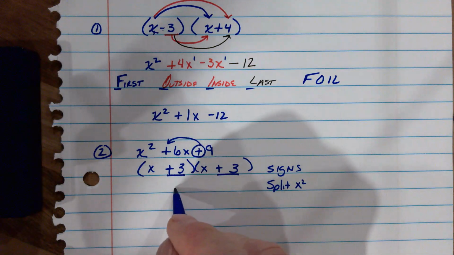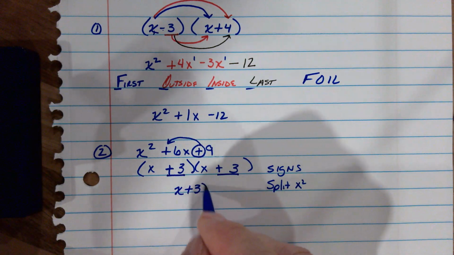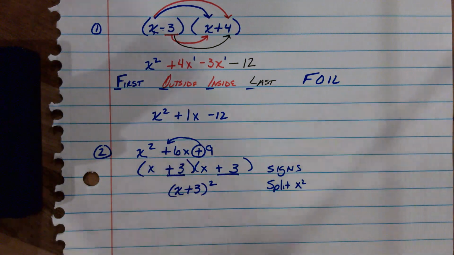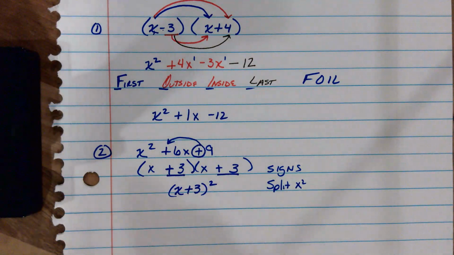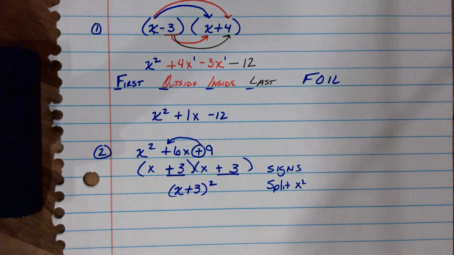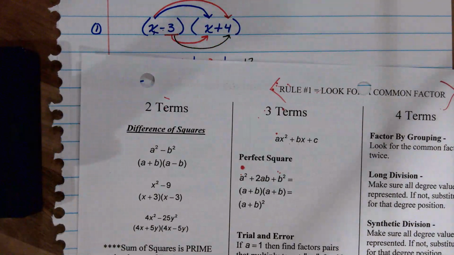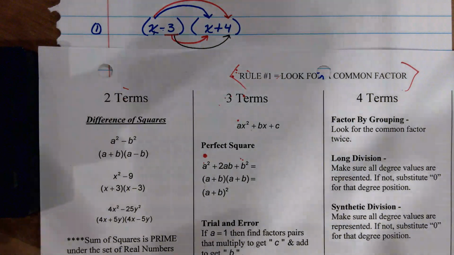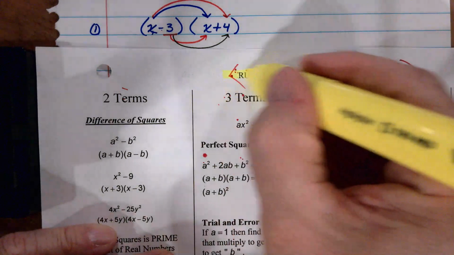Because there are two of these, we had to rewrite this as a quantity squared. Now, this is all review. So where do we go from today? Well, this is the sheet that we've talked about previously, where rule number 1 is look for a common factor.